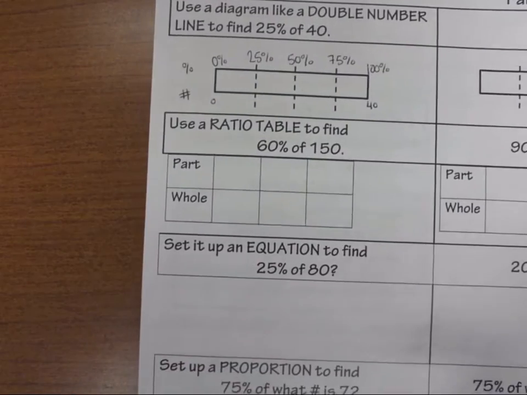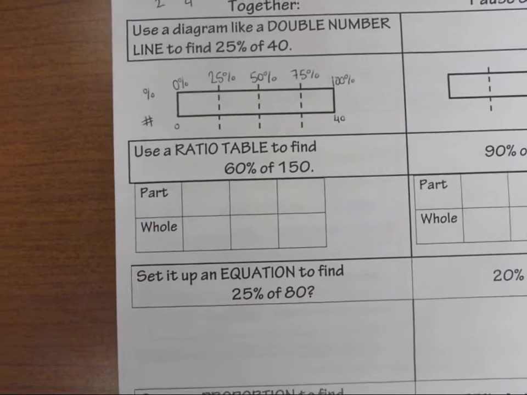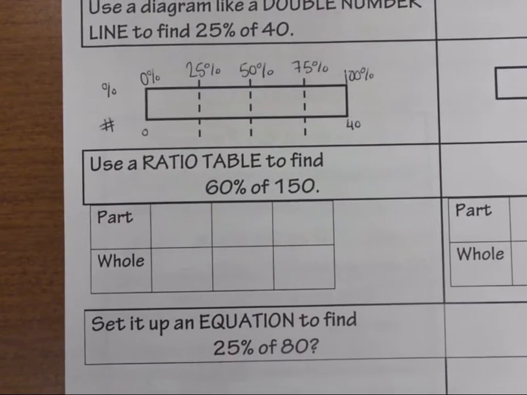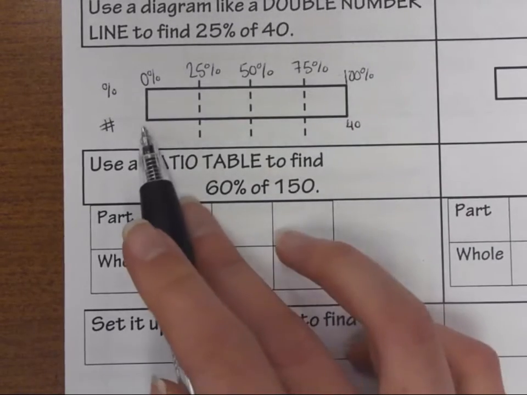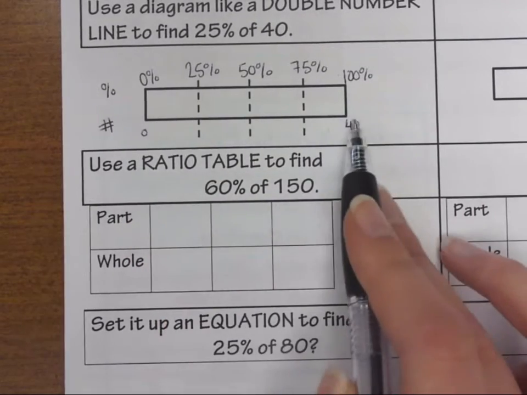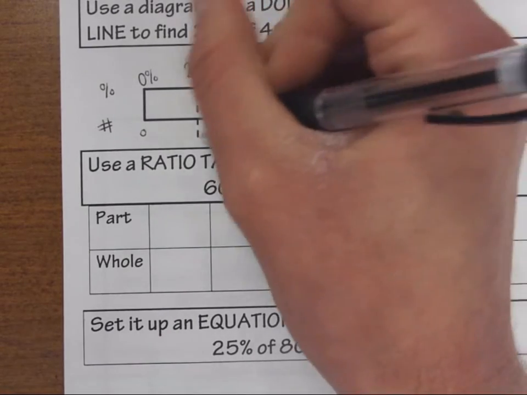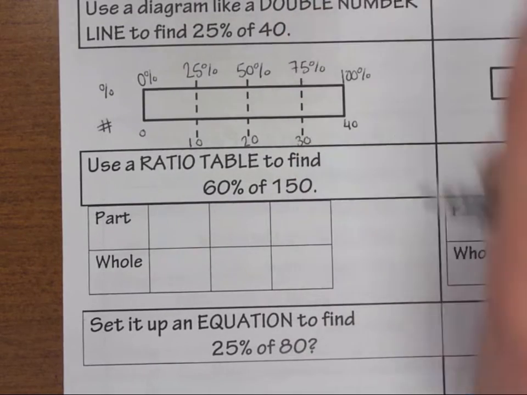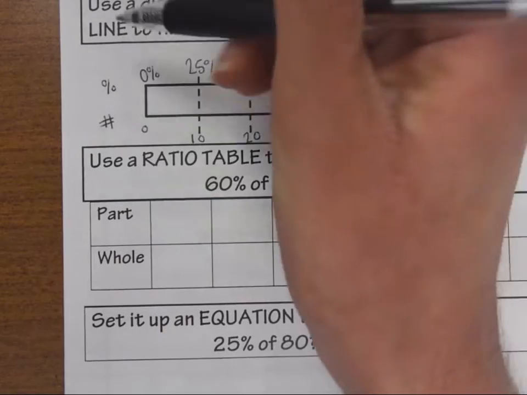Okay, we're going to do the same idea with our numbers down here. Let me see if I can zoom in just a little bit more so you can see these numbers. It's kind of small. Okay, so if I have 0 down here and 40 is my whole, half of 40 is 20. Half of that is 10. And halfway between 20 and 40 is my 30. So now I can see that these all line up.